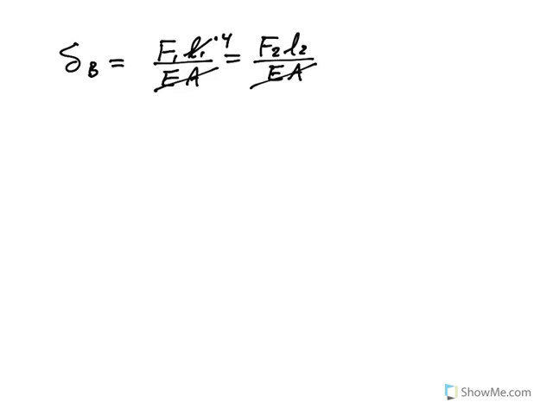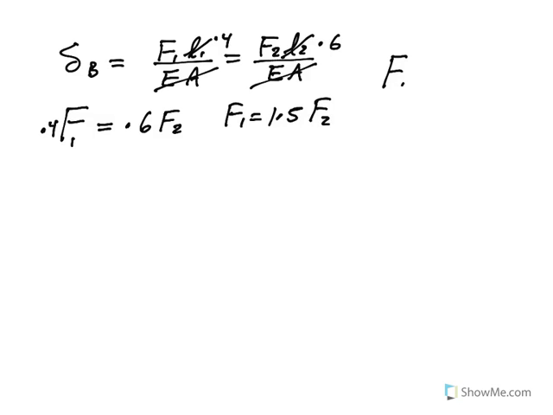L1, remember, was 0.4 in the picture, and this is 0.6. So 0.4 F1 equals 0.6 F2, or F1 equals 1.5 F2. Our other equation was F1 plus F2 equals 10. So clearly, when you solve this, and it's very easy, instead of F1, you put 1.5 F2.